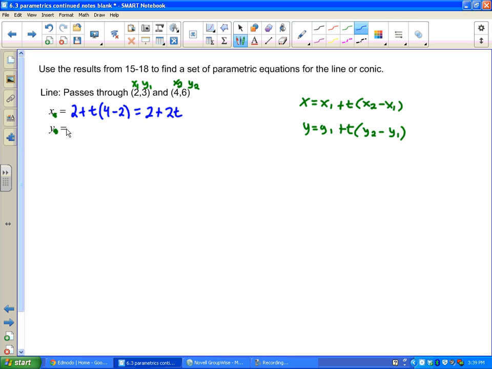So if I simplify this, that would just be 2 plus 2t. Okay, and then I can do the same thing for my y. y1 is 3 plus t times 6 minus 3, which simplifies to 3 plus 3t. So these are my 2 parametric equations for the line that passes through those points.